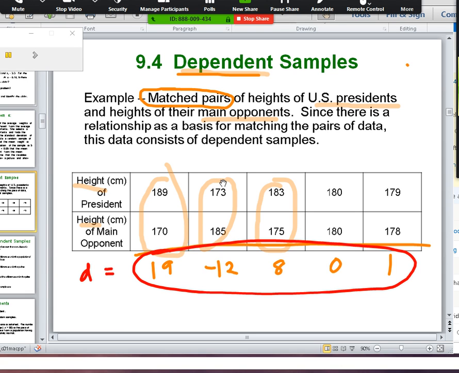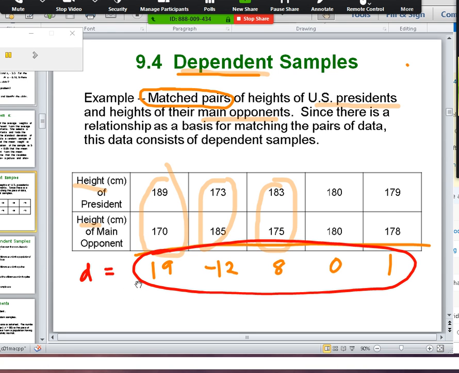Then it's really easy. All you do is subtract them. So 189 minus 170, 19. Subtract these, negative 12. Subtract those, 8. Subtract those, 0. Subtract those, you get 1. Then all you're doing is a one sample t-test on these numbers here. Piece of cake. Really straightforward. And we call these the differences. So these are little d's. These are the differences between your first sample and your second sample. You just take the difference between them, and those are our little d's.